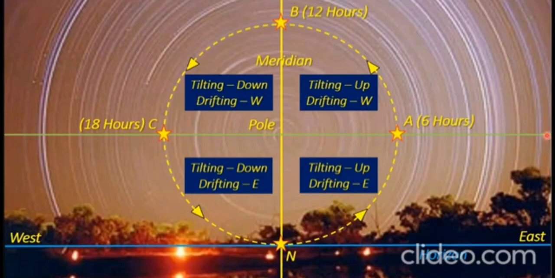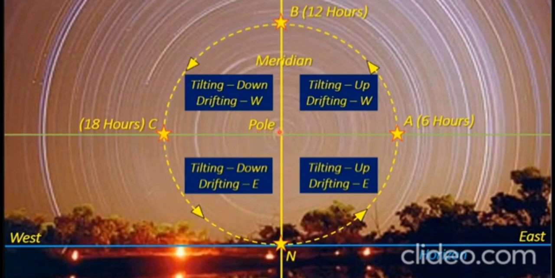Now, if you look carefully, whenever the gyro star is above this green color line, it is moving in the westerly direction. You see, from Alpha to Bravo, it is moving in the westerly direction. Westerly direction is the left side in the diagram. From Bravo to Charlie, it is again moving in the westerly direction. So this tells us that the drifting of the spin axis is going to be westerly from Alpha to Bravo to Charlie. And if you look carefully, this semicircle Alpha to Bravo to Charlie is when the gyro star is above the pole.